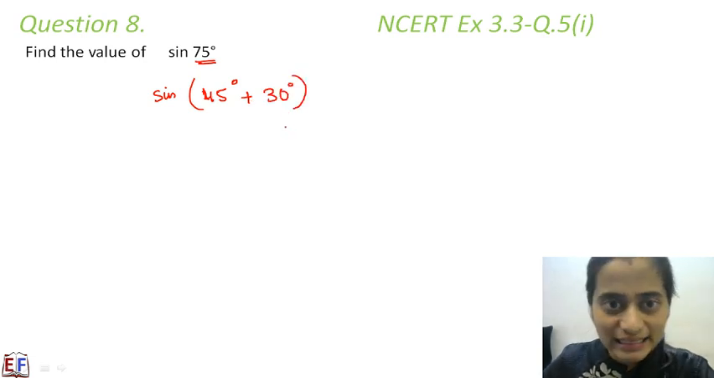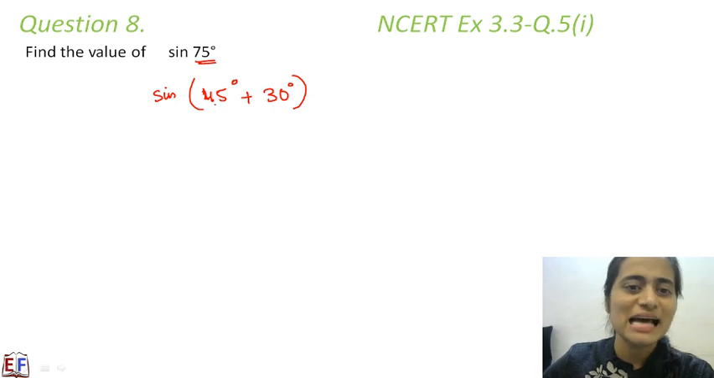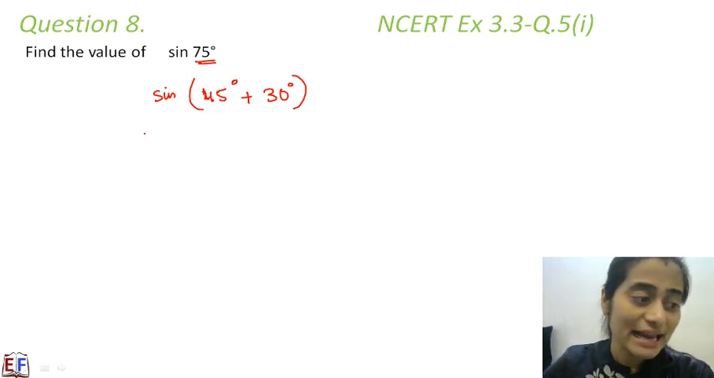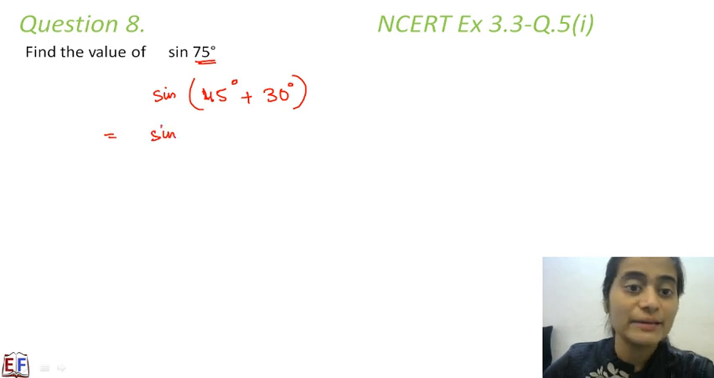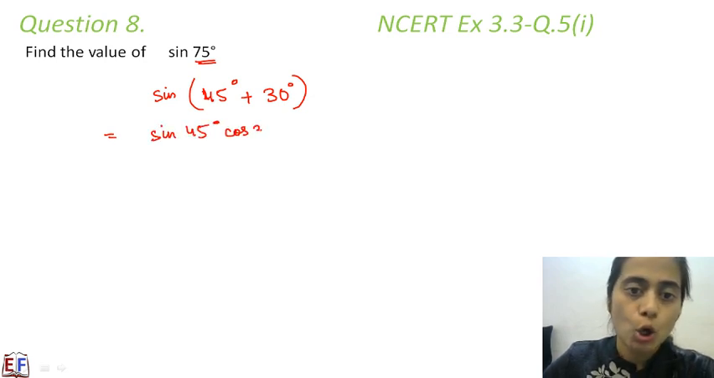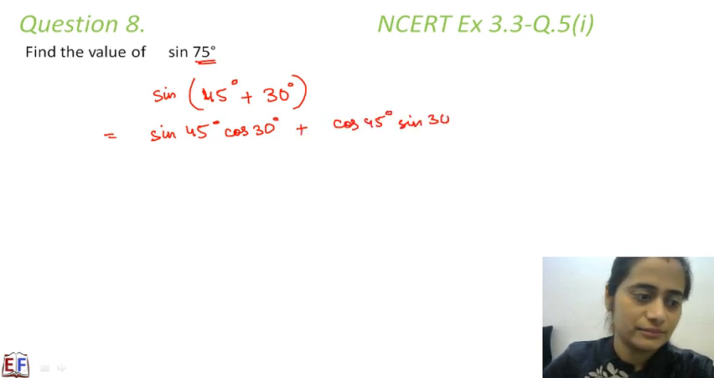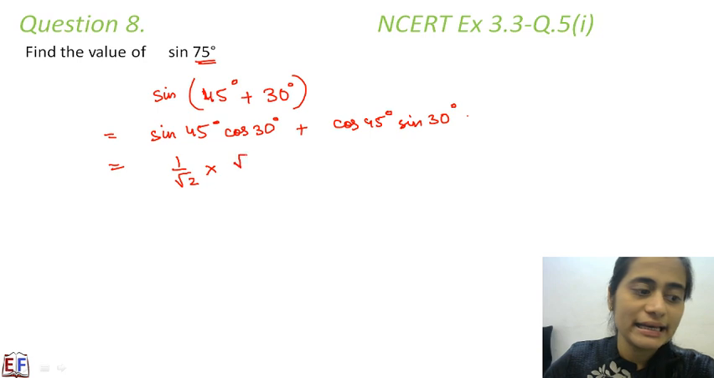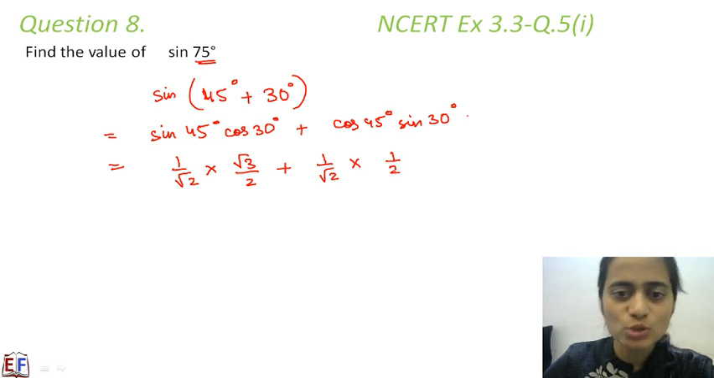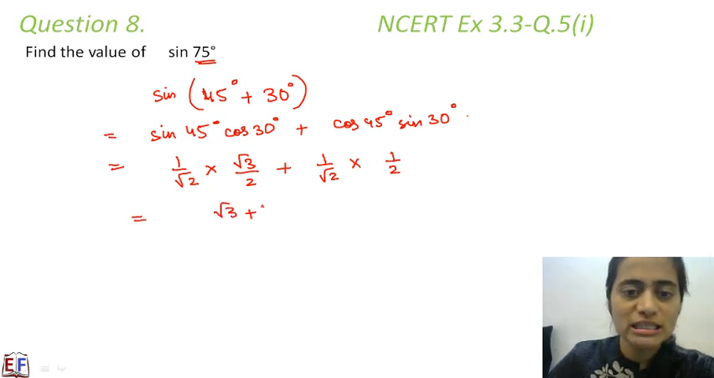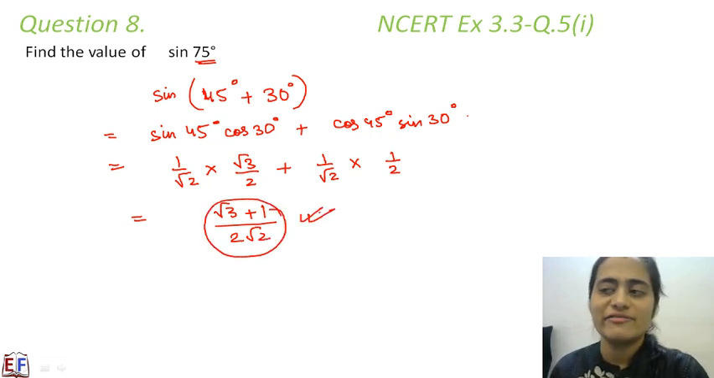और जैसे ही हम इसे इस तरह से लिखते हैं तो बेसिकली ये साइन ए प्लस बी हो जाता है, राइट। और साइन ए प्लस बी का फॉर्मूला है साइन ए कॉस बी प्लस कॉस ए साइन बी. तो अब sin 45 degree is 1/√2, cos 30 degree is √3/2, cos 45 degree is 1/√2 and sin 30 degree is 1/2. So this becomes √3 plus 1 divided by 2√2. So that's the value of sin 75 degree. So I hope that's clear.